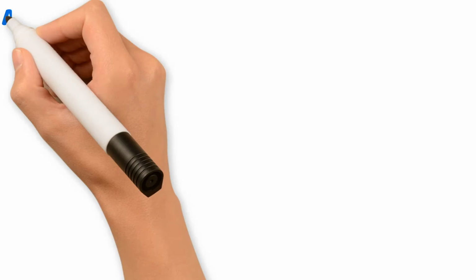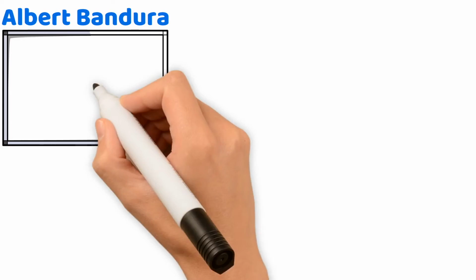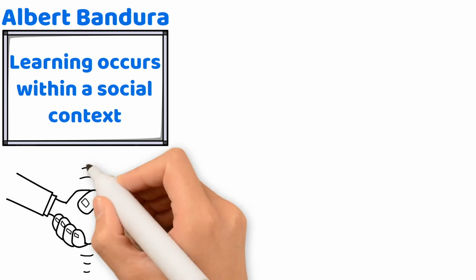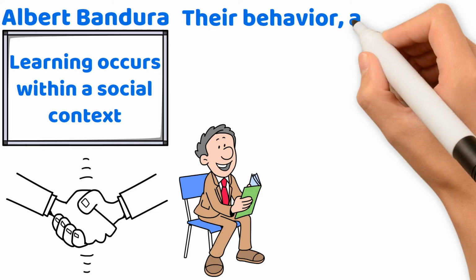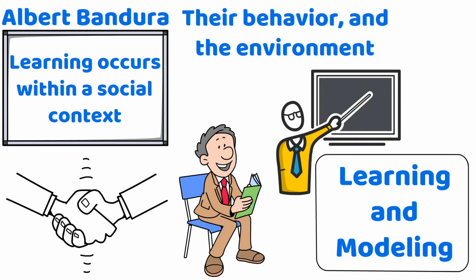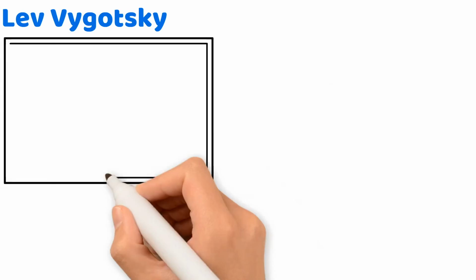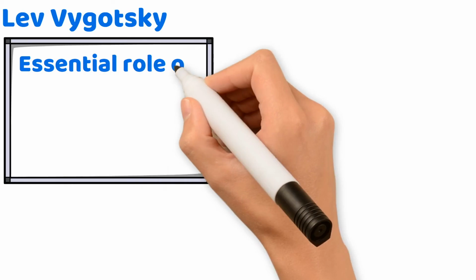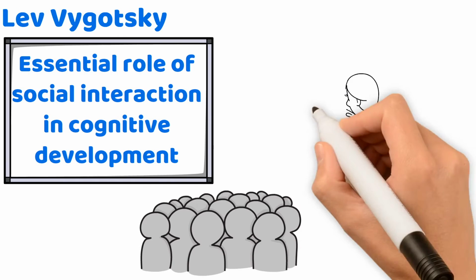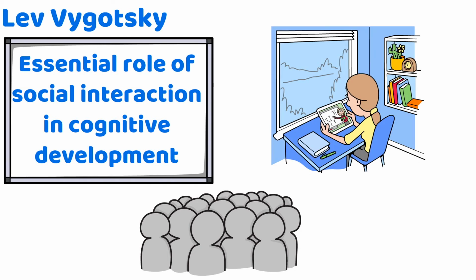3. Albert Bandura's social cognitive theory argues that learning occurs within a social context and involves a dynamic interplay between the individual, their behavior, and the environment, highlighting the importance of observational learning and modeling. 4. Lev Vygotsky's cognitive theory stresses the essential role of social interaction in cognitive development, proposing that community and culture significantly influence an individual's learning process.